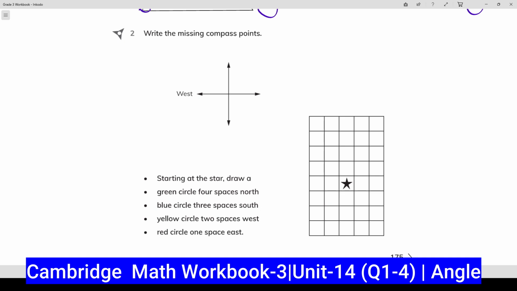Question 2, this is very conceptual. Write the missing compass point. Look, this compass has west mentioned, so just opposite is east, and we know in a compass the top side is north, it's north, and at the bottom this one is south, right? So the missing points are done.